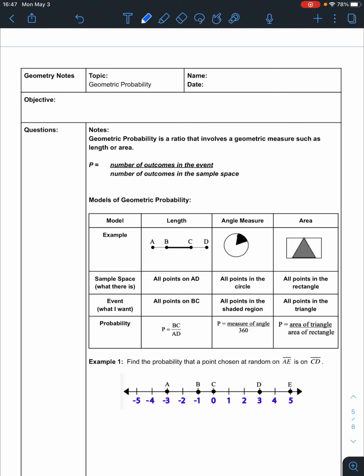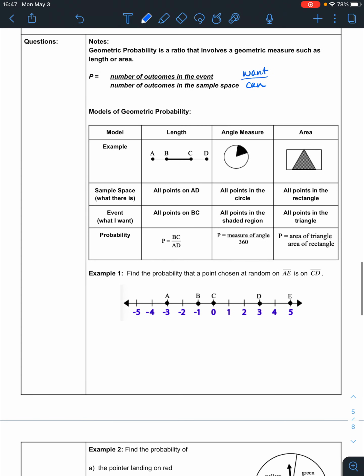One of the reasons that we study probability in geometry is so that we can study geometric probability, and it always falls after area because it has to do with the space, and how the space where I want to land compares to the space where I can land. So the way that it looks is the number of outcomes in the event over the number of outcomes in the sample space. Again, this comes back to what I want to happen, or how much space is where I want to land versus how much where I can land.